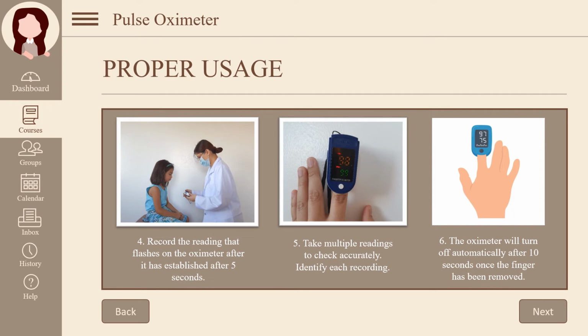Fourth, record the reading that flashes on the oximeter after it has stabilized for 5 seconds. Take note, an oxygen saturation level of 95% to 100% is considered normal. Fifth, take multiple readings to check accuracy, and record them. And lastly, the oximeter will turn off automatically after 10 seconds once the finger has been removed.